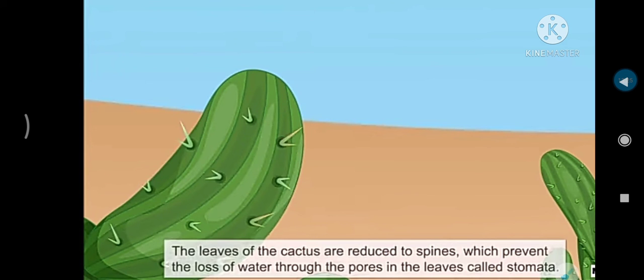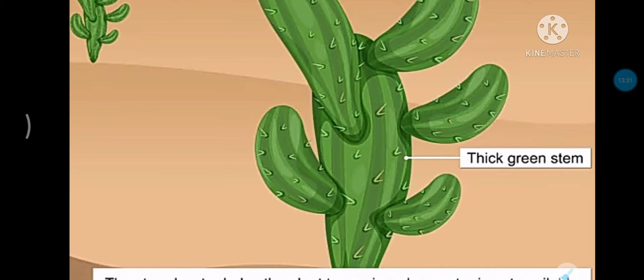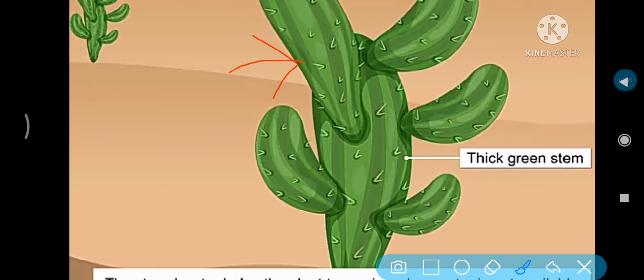And the stem of the cactus plant is thick. It's very thick, right? So what is the use of the thick stem? The thick stem of the cactus store water in it and also the food.